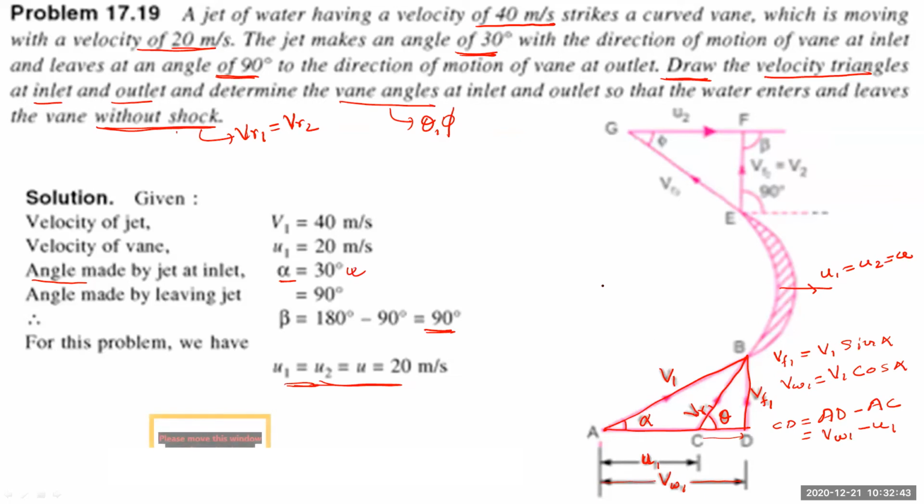Now, the question is asking what is theta and what is phi. So here we can get the value of theta. What is tan theta? Tan theta equals perpendicular by base, that is BD upon CD. We need trigonometry here. BD is VF1. CD, just now we have written, is VW1 minus U1. Now solve this and tell me the value of theta.